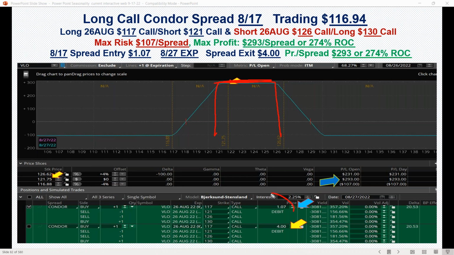So set the trade up at $1.07, went out at 4.00. So this was up $293 on that. So you can see the risk reward on these things is really good. So this one was up 274% return on that. So just a kind of example of what to look for on the long condor butterflies.